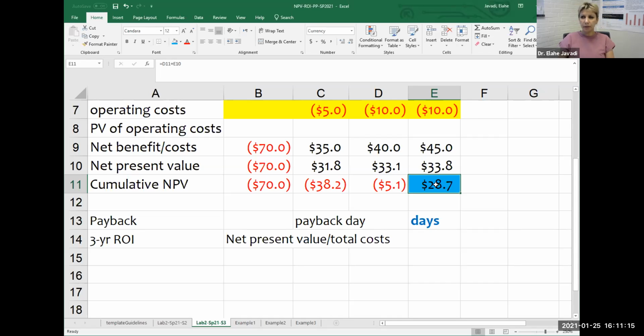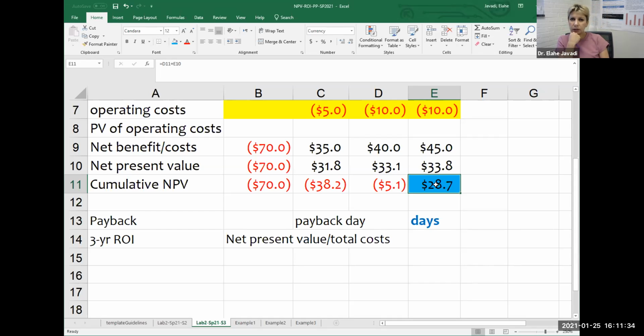This is the first number that we calculate. There are 2 other numbers, return on investment and payback period. But this is where we're gonna stop today, and we're gonna take it from here on Wednesday.